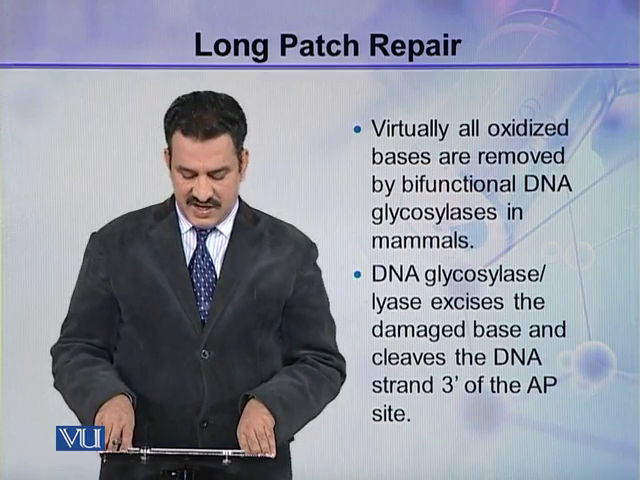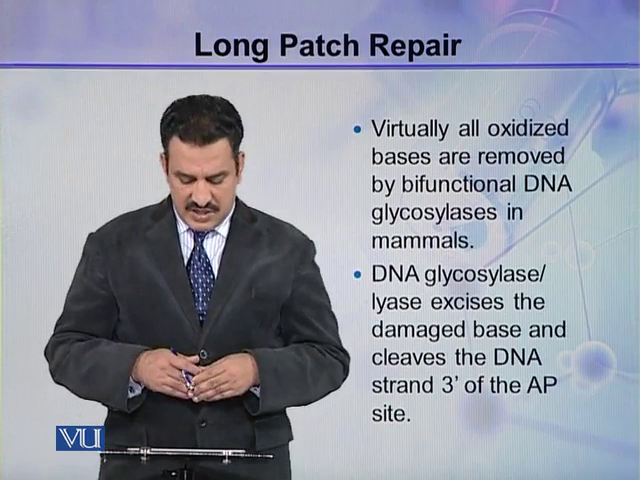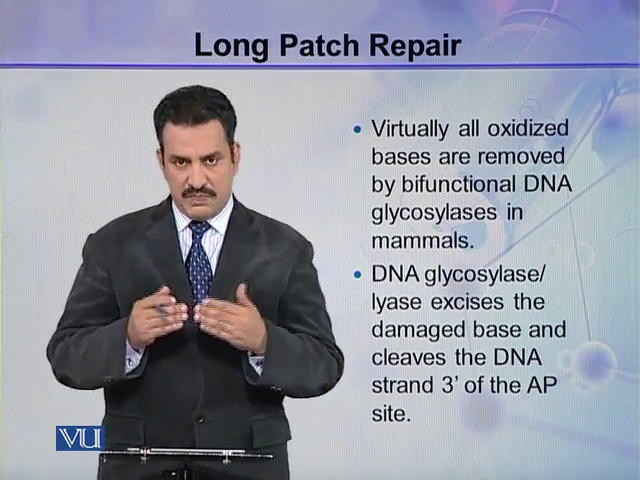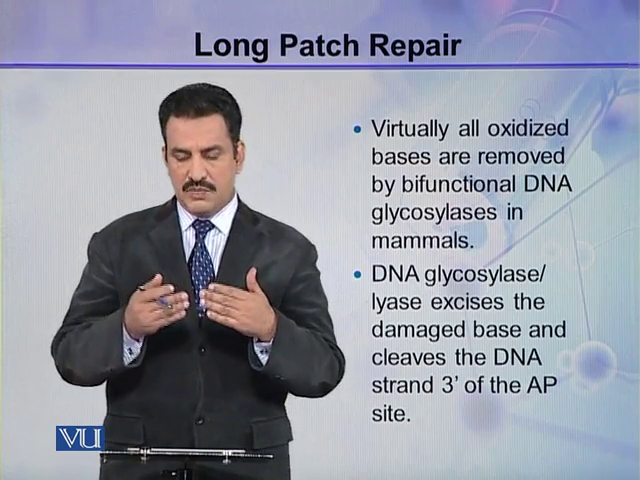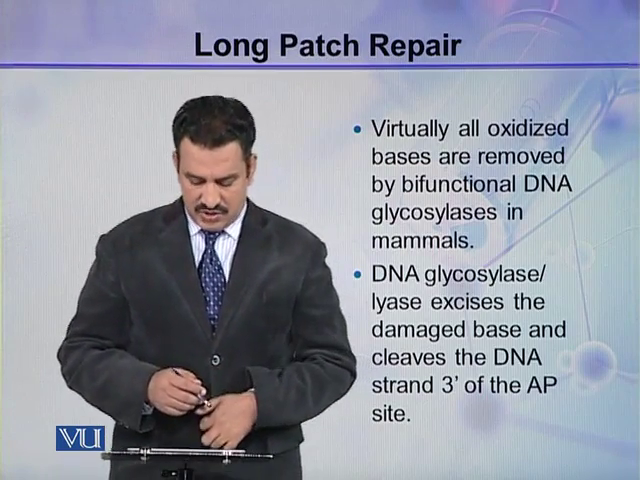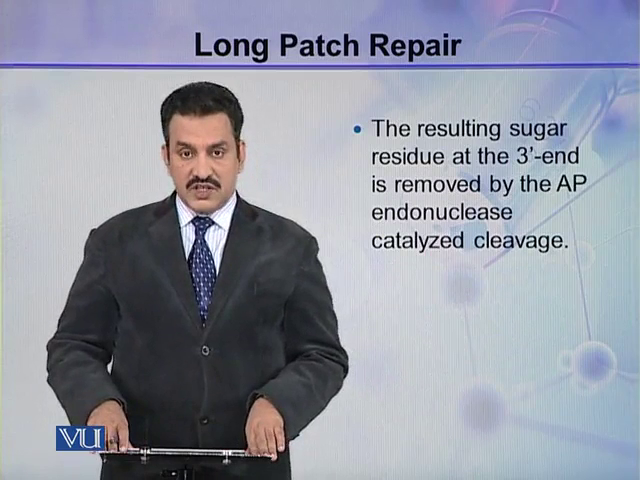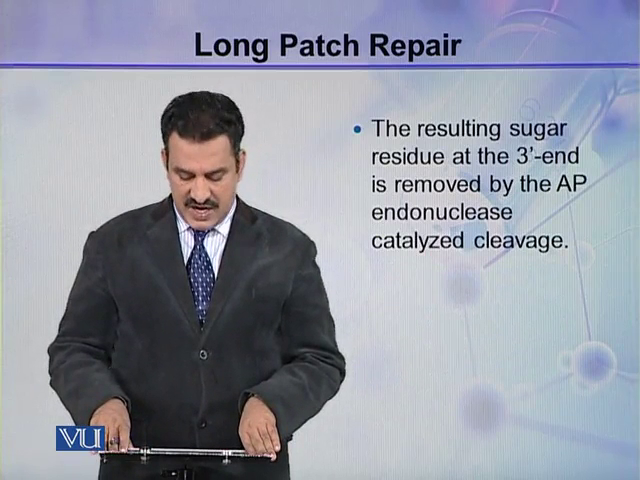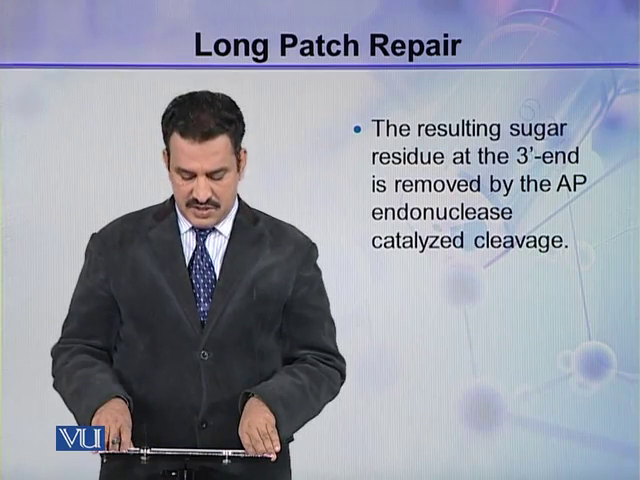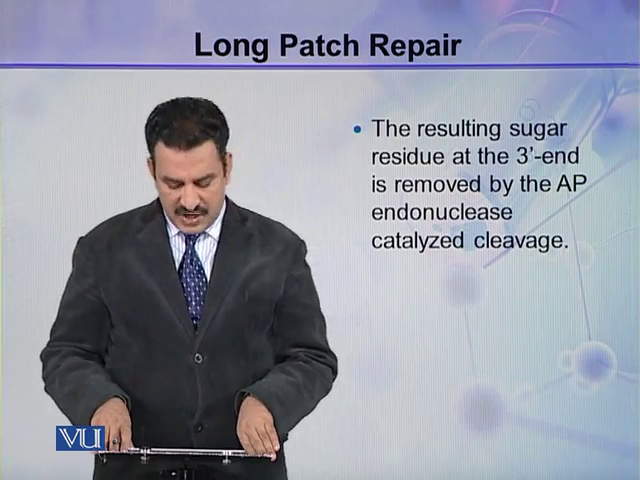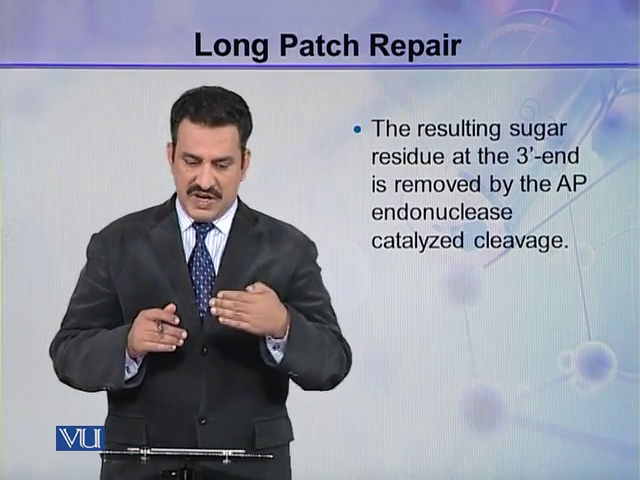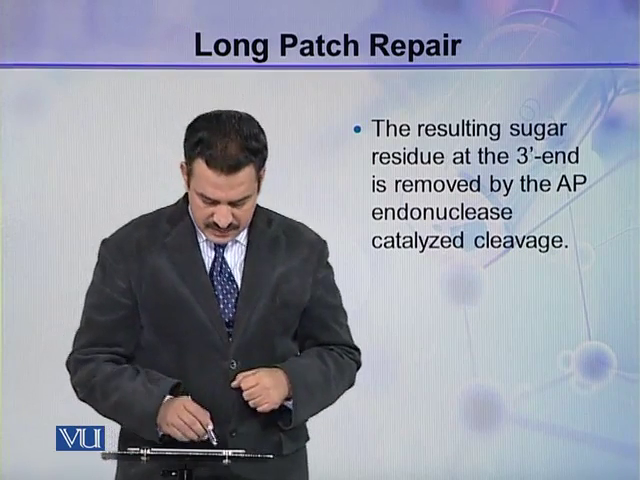DNA glycosylase lyase excises the damaged base and cleaves the DNA strand 3' of the AP site. So on the 3' side of the AP site, the strand is cleaved by this DNA glycosylase lyase. The resulting sugar residue at the 3' end is removed by AP endonuclease catalyzed cleavage. So AP endonuclease cleaves the sugar remaining at the 3' end.